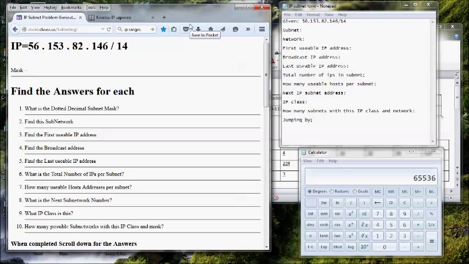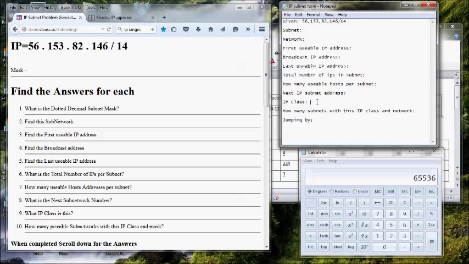Another example of the IP subnet problem generator. So I've copied the given that we have here, 56.153.82.146. It's a /14. Put that into my little worksheet over here. First thing we're going to do is look at it. 56 is an A, so it's an IP class A.